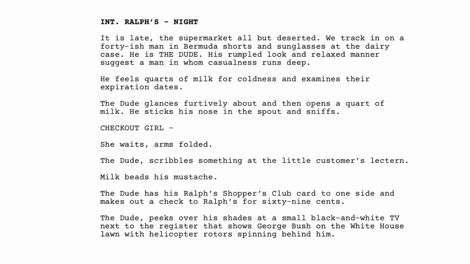Checkout girl. She waits, arms folded. The Dude scribbles something at a little customer's lectern. Milk beads his mustache. The Dude has his Ralph Shoppers Club card to one side and makes out a check to Ralph's for 69 cents. The Dude peeks over his shades at a small black and white TV next to the register that shows George Bush on the White House lawn with helicopter rotors spinning behind him.